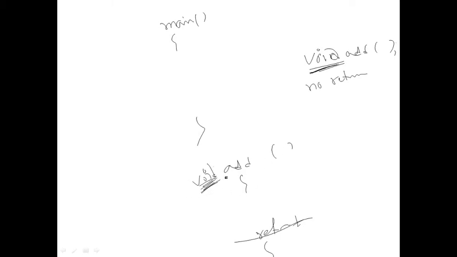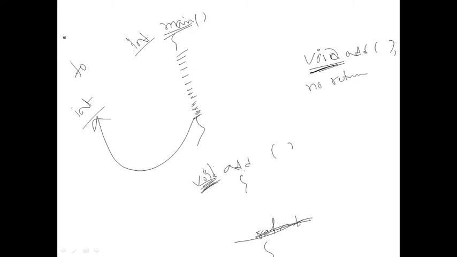So void is a keyword. Add will not return anything, and this return statement will not work. Main is a function where the execution starts, and every function has a return type. Here the return type of main is actually int, because it implicitly returns an integer value to the operating system.